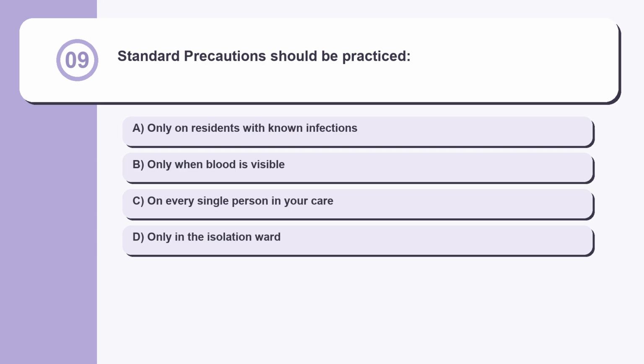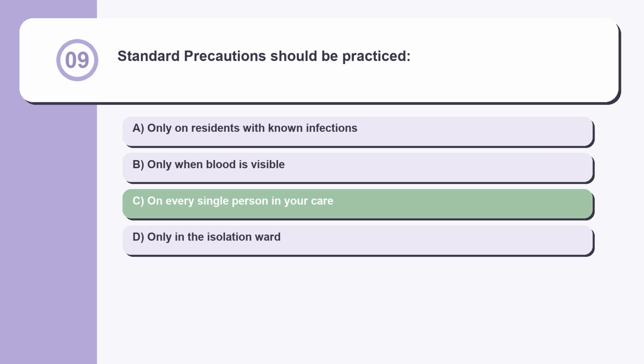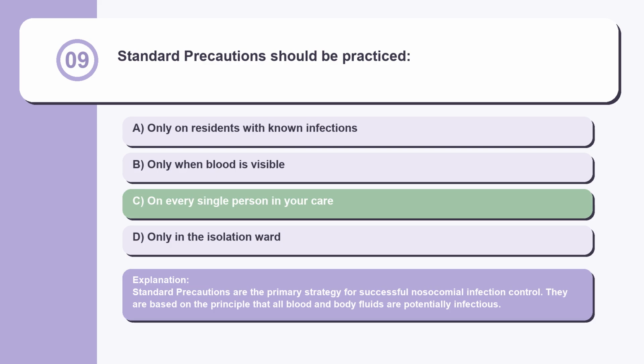Question 9. Standard precautions should be practiced only on residents with known infections, only when blood is visible, on every single person in your care, only in the isolation ward. Standard precautions are the primary strategy for successful nosocomial infection control. They are based on the principle that all blood and body fluids are potentially infectious.